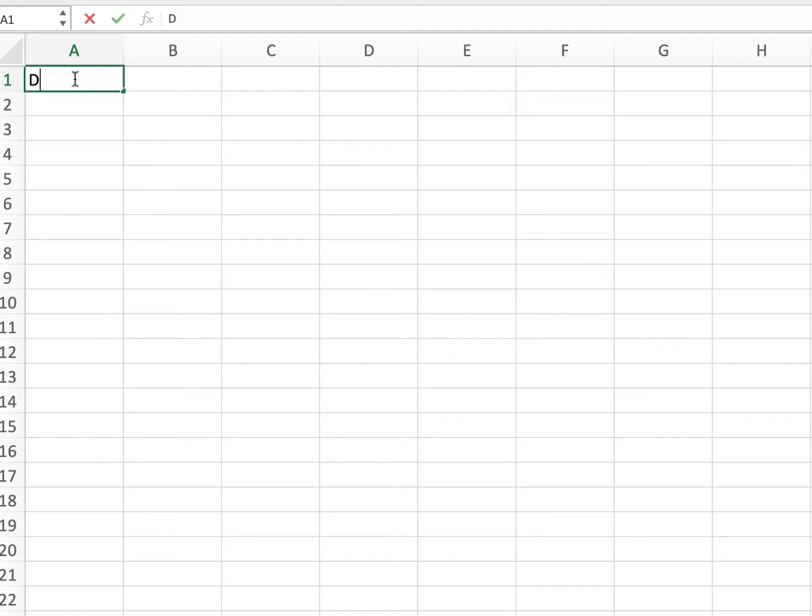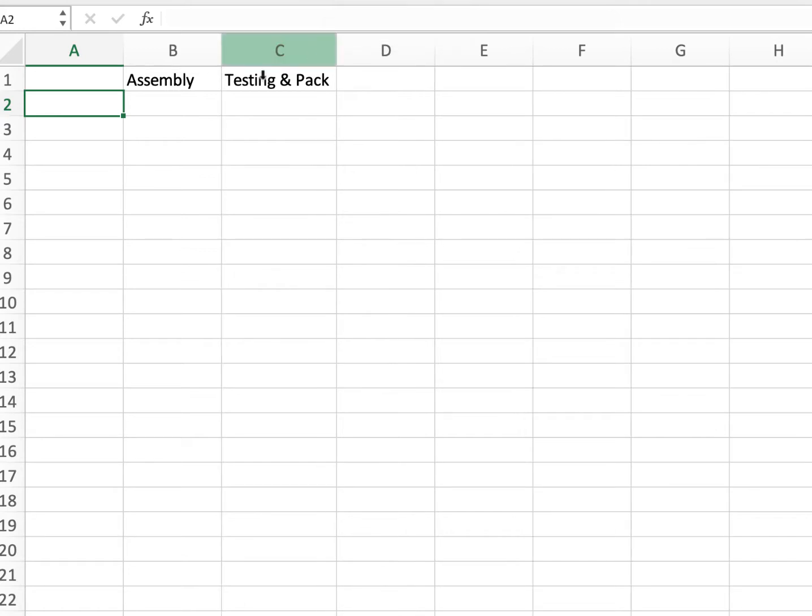Okay, so we know we have direct material, and we know we have 2 departments, assembly and testing and pack. Each department is going to add to this job, which is N-60. We know that we're going to add direct material and we're going to add direct labor.